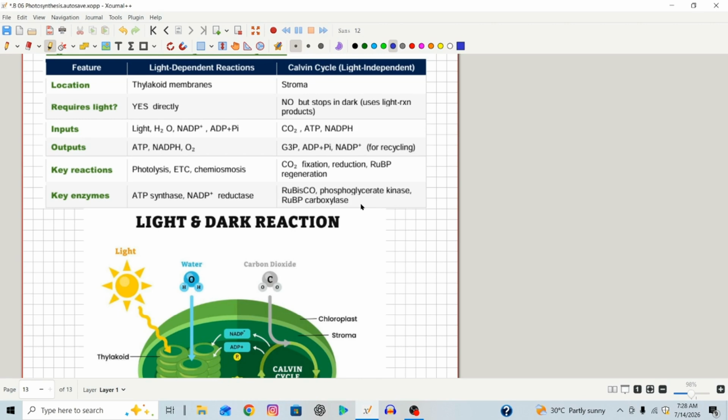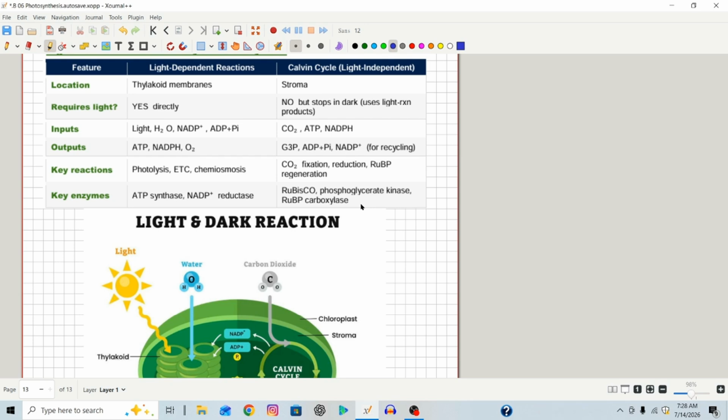It is really important. Light dependent reaction happens on your thylakoid membrane, while light independent reaction happens in the stroma. I am going to say it again. Light independent reaction means it happens without light. It does not mean that it does not happen at all. Light dependent reaction means it happens in the presence of light.